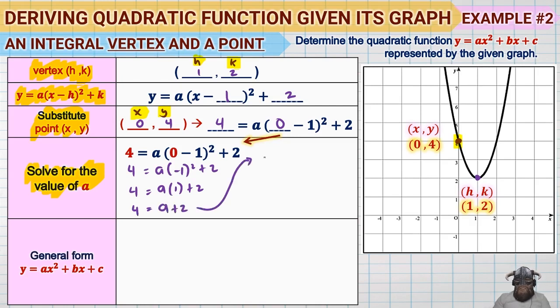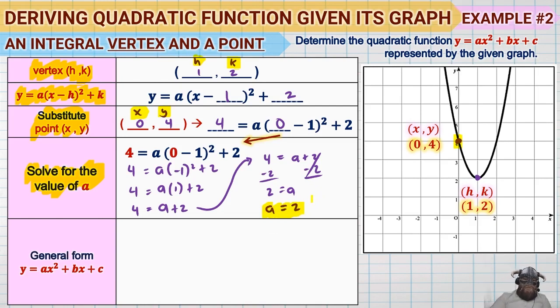So, in this case, rewrite lang ulit natin siya. 4 is equal to a plus 2. Then, we can subtract 2 for both sides. Yan. So, this one will become positive 2 is equal to a. Reflexive property of equality, we can say a is equal to positive 2. Yan, so positive siya. Siyempre, it's opening upward.